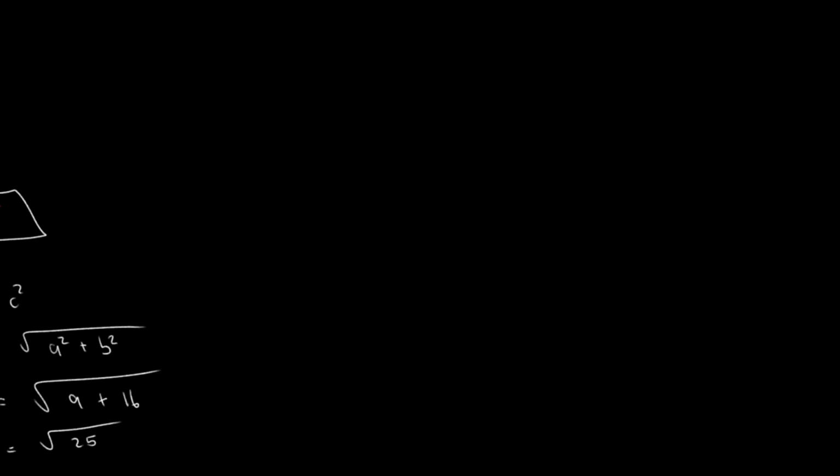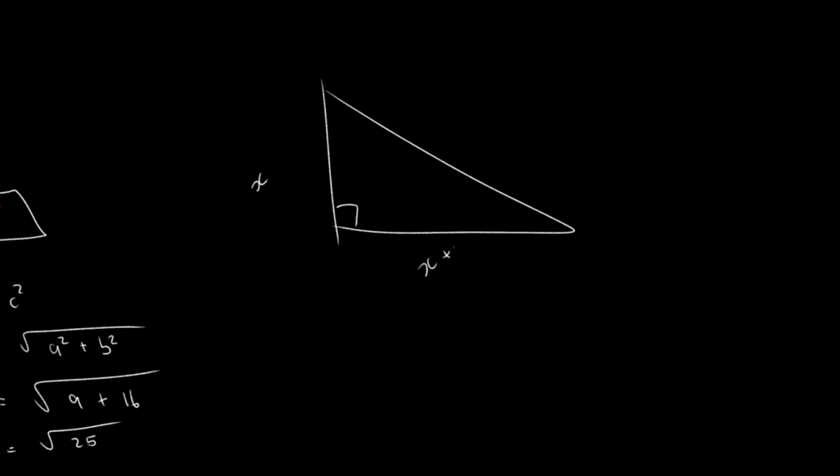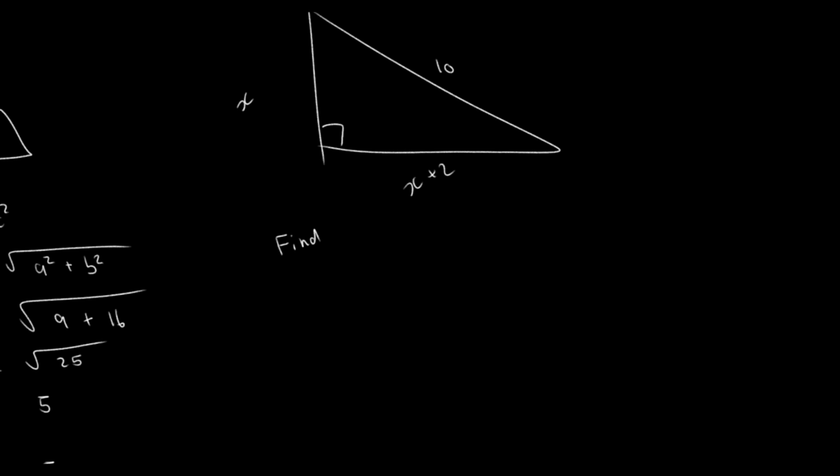Let's look at a more complicated example. Let's say this one is x, this one is x plus 2, and this one is 14. Now let's make it a little bit smaller. Let's make it 10. Now they ask us to find x, okay? Or calculate x. Now we can do the same thing. We can just use the Pythagorean theorem, which is a squared plus b squared is equal to c squared. Let's input what we have. We have x squared as my a, plus x plus 2 squared, equals 10 squared.